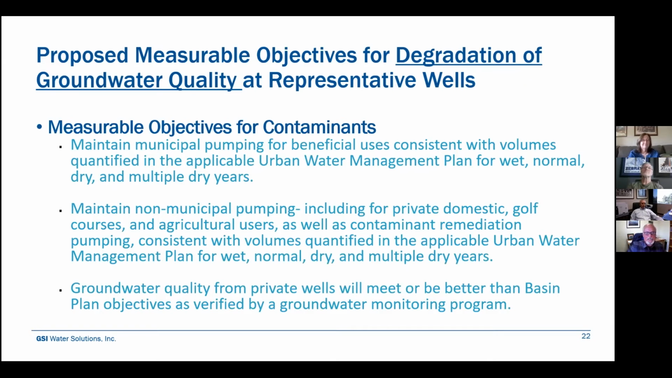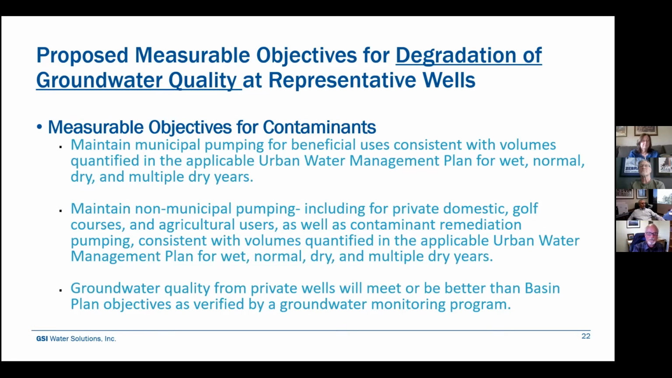Now, for measurable objectives, where do we want to maintain water quality for contaminants? Well, we want to maintain municipal pumping for beneficial uses consistent with the volumes that are planned for in the urban water management plan for wet, normal, or dry periods, and multiple dry periods. For non-municipal pumping, whether that's private, domestic, golf courses, or agricultural users, they should be pumping consistently with what they've done in the past and what's described in the urban water management plan as well.